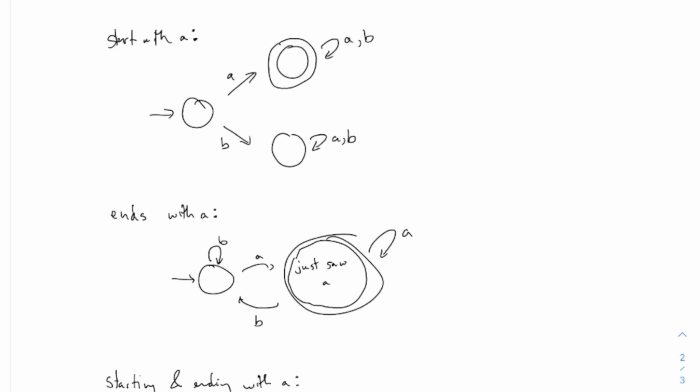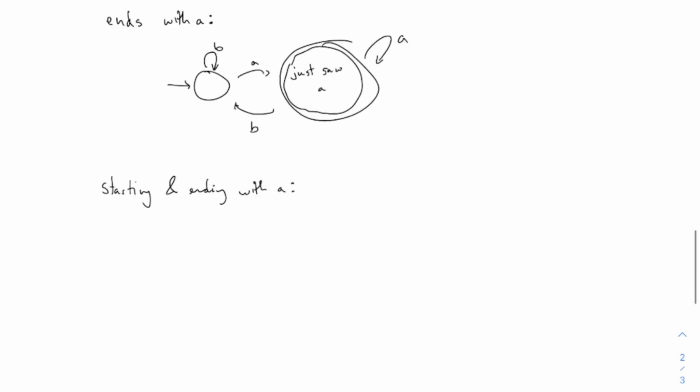I don't know if my answer on the paper is salvageable, actually. Starting and ending with A, I've got to start somewhere. If I start with an A, this is going to go to an accepting state, because just A by itself should be accepted. If I start with a B, that's an immediate failure. So this is a common pattern.